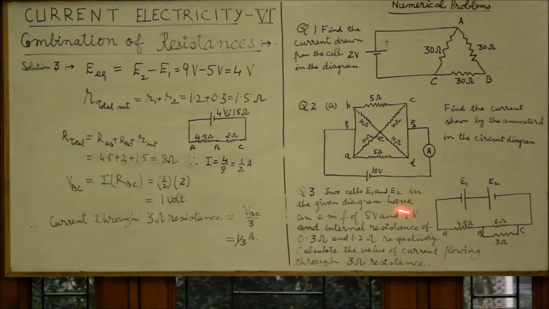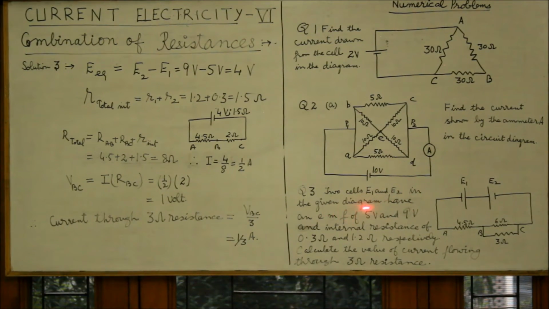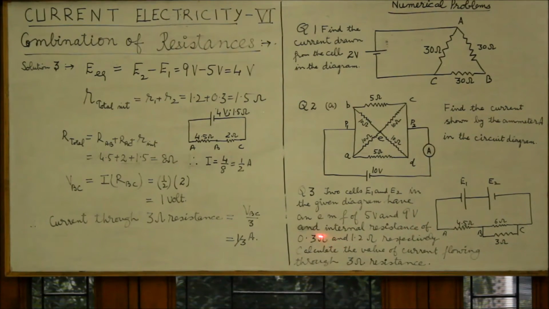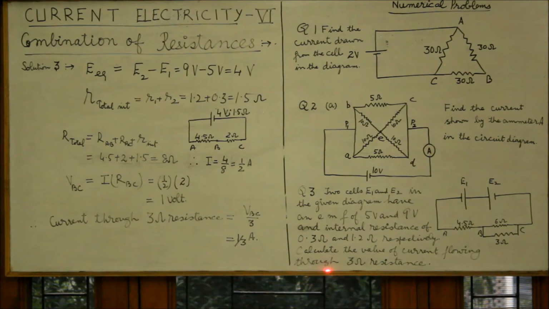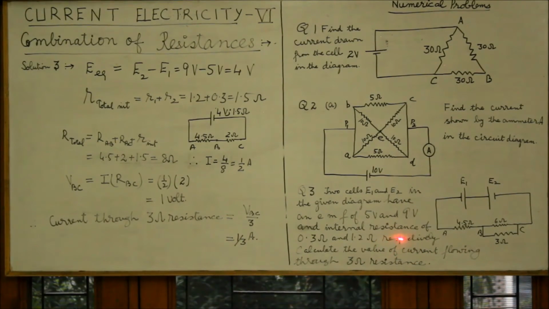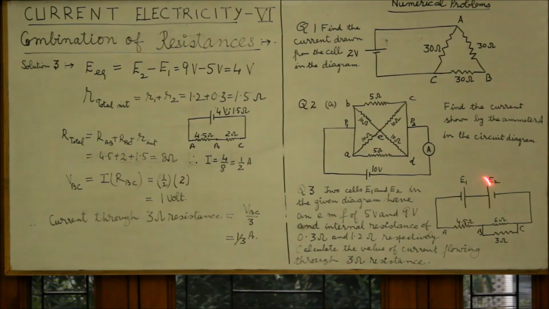See this question number 3. Here two cells E1 and E2 in the given diagram have an EMF of 5 volt and 9 volts, and an internal resistance of 0.3 ohms and 1.2 ohm respectively. Calculate the value of current flowing through the 3 ohm resistance. Let's analyze this circuit carefully and the two cells involved in it.